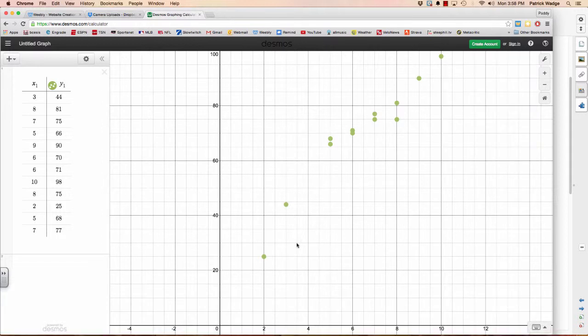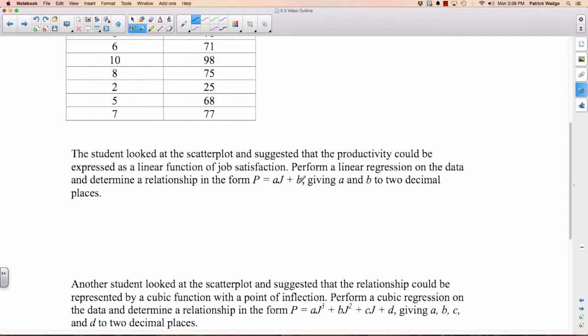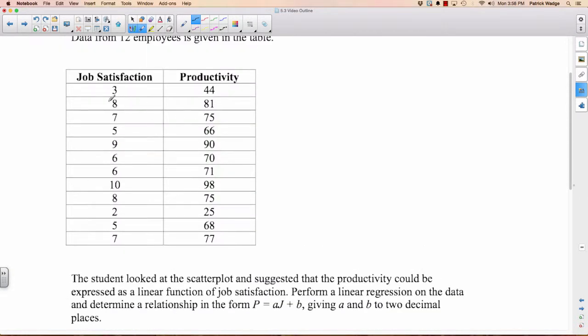Does it look quadratic? No way, it's not quadratic. There's no parabola there. Does it look linear? Yeah, it absolutely could be linear, couldn't it? And that's the first part of this question. It says the student looked at the scatter plot and suggested that the productivity could be expressed as a linear function of job satisfaction. And that kind of makes sense too, right?